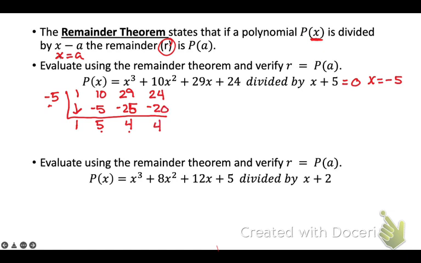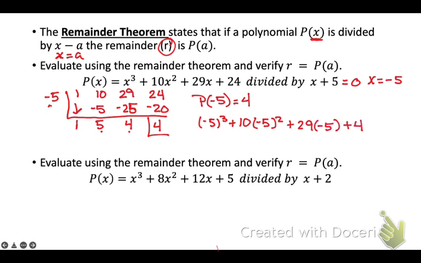Combine, 4. So what this remainder theorem says, if I took p of -5 and plugged -5 into all of these, my answer would be what? 4. So let's test it out. Ready? So I'm plugging -5 into here. So I got -5 cubed, right? Plus 10 times -5 squared plus 29 times -5 plus 24.